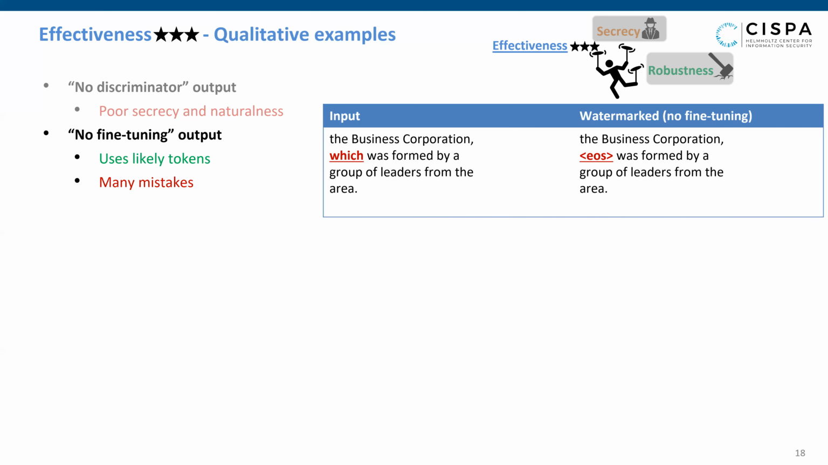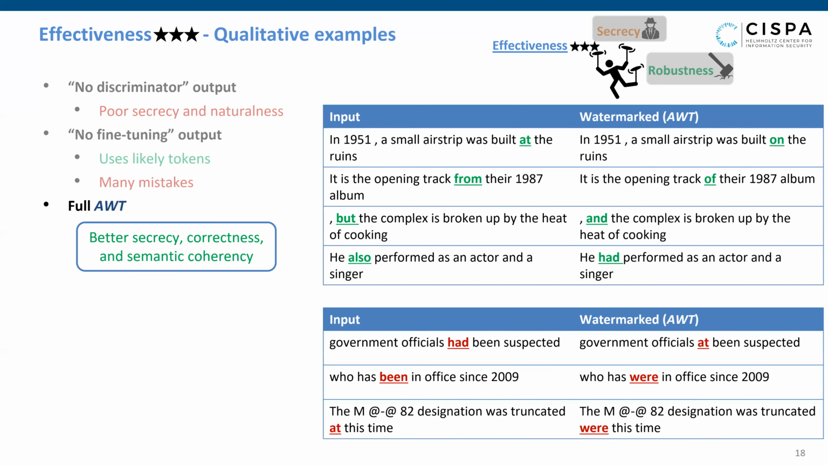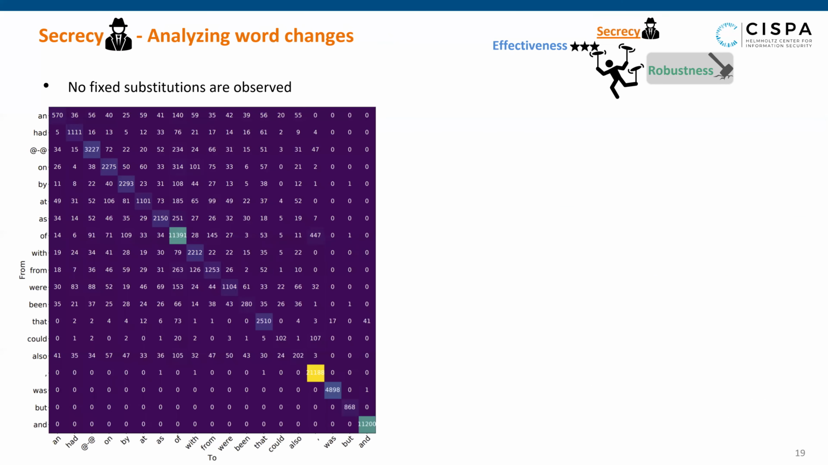We finally show examples of watermarked sentences using the full model. We observe that the changes are all from common tokens without fixed changes. The correctness and semantic consistency are also greatly improved. We still observed cases where the model made mistakes, indicating that there is room for further improvement. We now evaluate the secrecy of the watermarks.